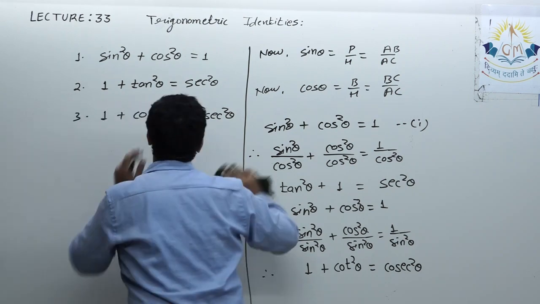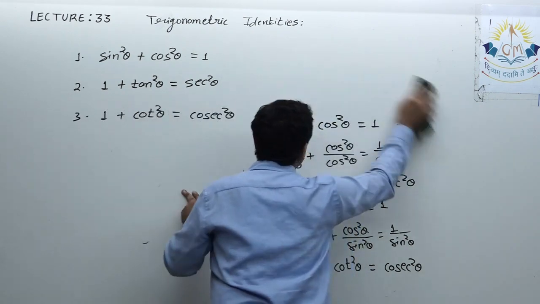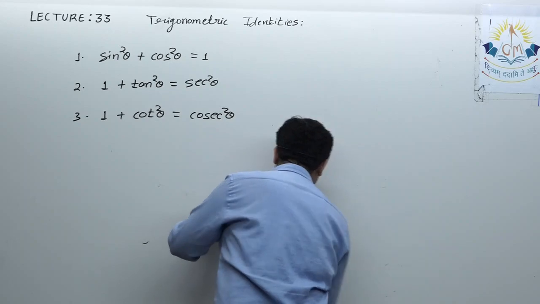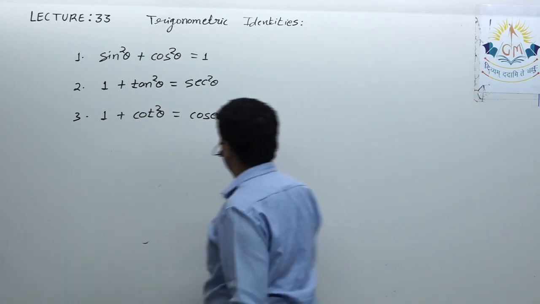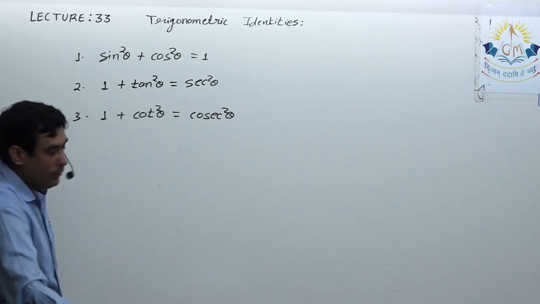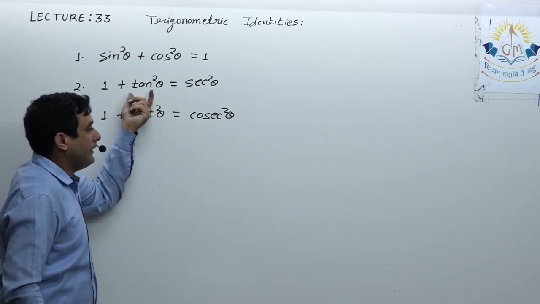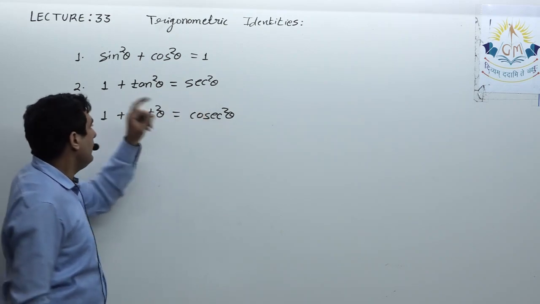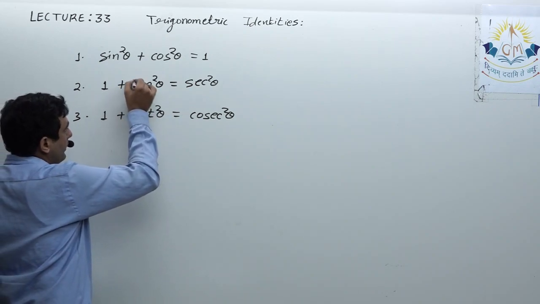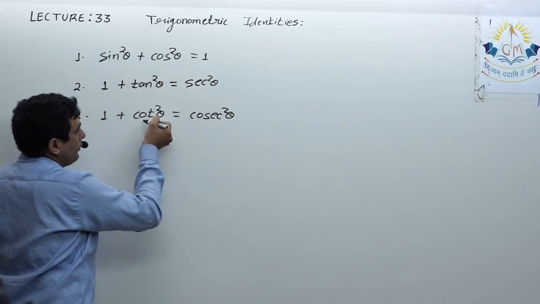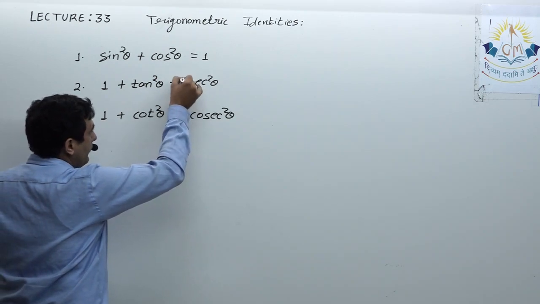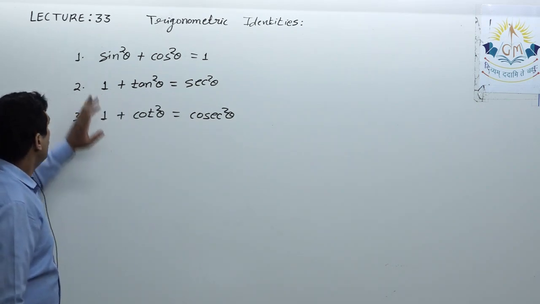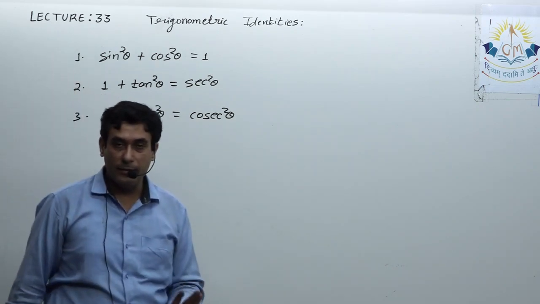Okay, so it's a little bit easier to remember. Simply, sin square theta plus cos square theta equals 1. The second one is 1 plus tan square theta equals sec square theta. Now if you remember the complete name of tan, it is tangent. The complete name of sec is secant. Now if I apply co before tangent, it becomes cotangent, that is cot square theta. If I apply co before secant, it becomes cosecant, that is cosec square theta. So these are the three basic trigonometric identities.